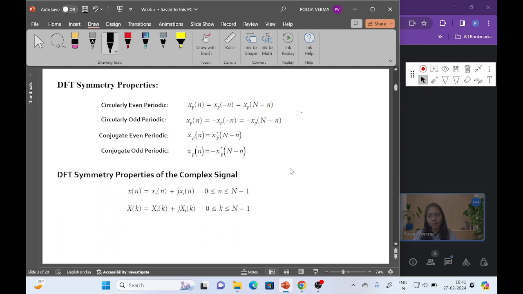DFT symmetry property for a complex signal. What is the DFT symmetry property of a complex signal? A complex signal is represented by a real part as well as an imaginary part. So x of n is equal to xR of n plus j xI of n, where n varies from 0 to N minus 1. Similarly, the N-point DFT of the complex signal is X of k equal to XR of k plus j XI of k, where XR of k is the real part and XI of k is the imaginary part.